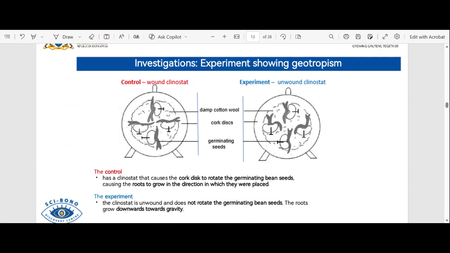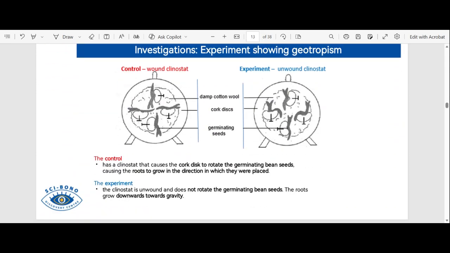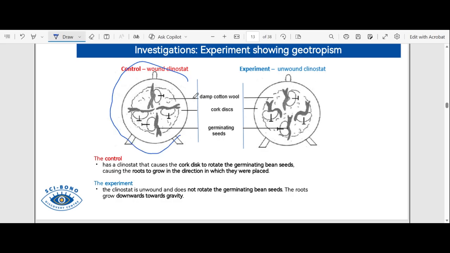Okay, let's look at this investigation. These are obviously experiments showing geotropism. So we have a plant here, the control. These seeds, we can see, are starting to germinate.